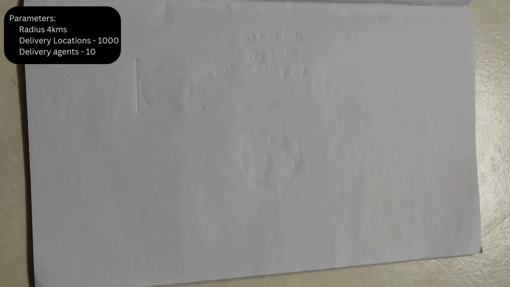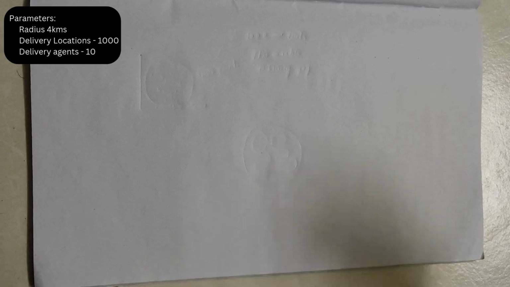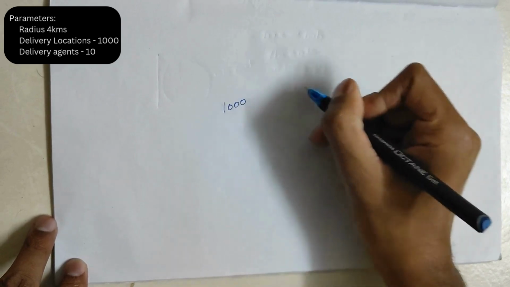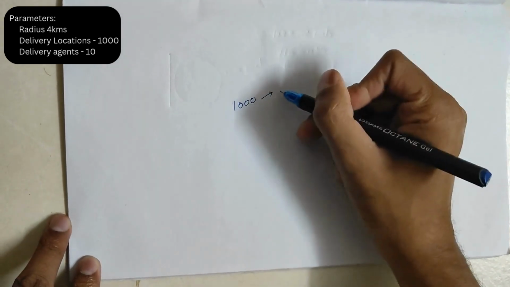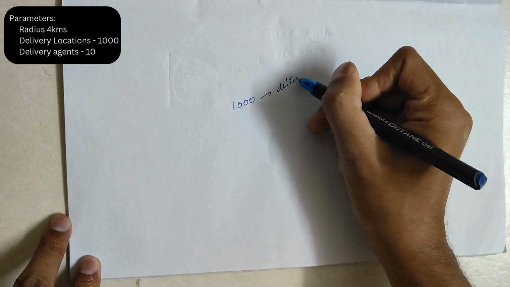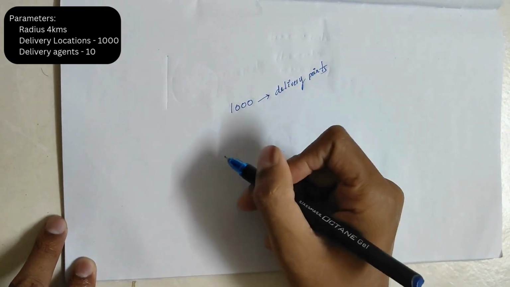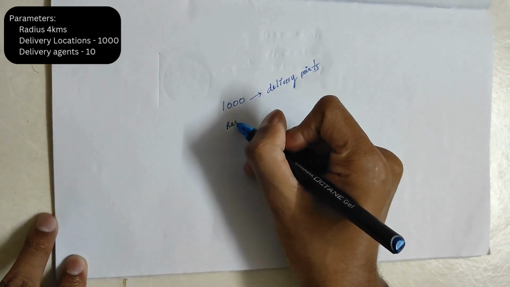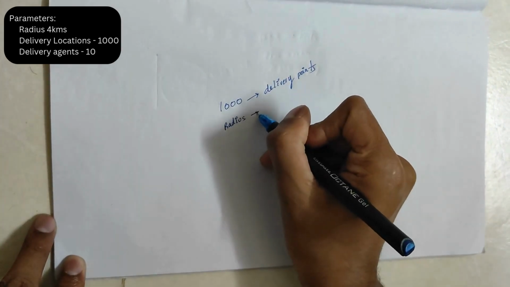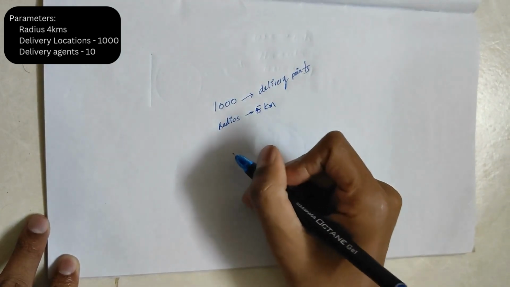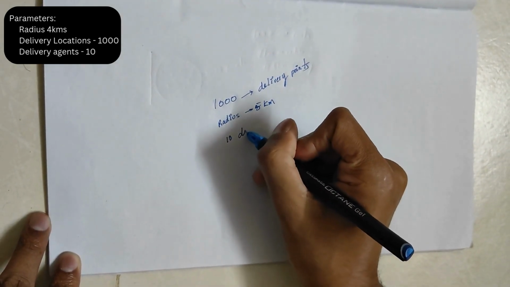Hello guys, I'll be explaining the internal architecture, how our project works. So first we'll assume that there are 1000 delivery points in a particular place, with a radius of 4 kilometers, or let's assume 5 kilometers, and then we'll have 10 delivery guys.